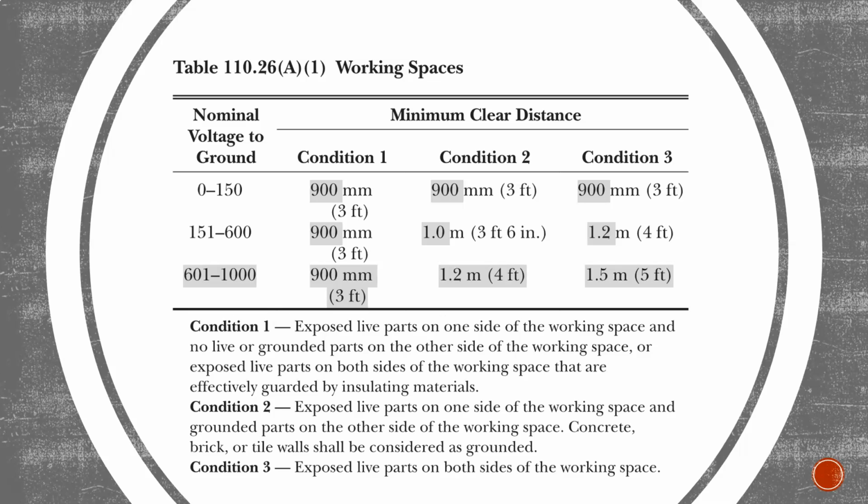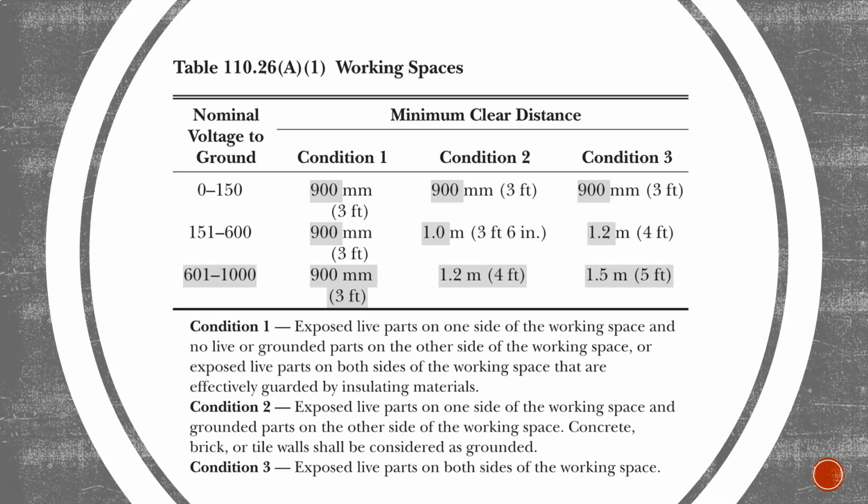Let's say we had a circuit that was rated at 480 volts to ground, and we had a piece of equipment that circuit supplied, and that piece of equipment had exposed live parts on one side, and then it had grounded parts on the other side. Since it's 480 volts to ground, that would put us in our middle row being 151 to 600 volts.